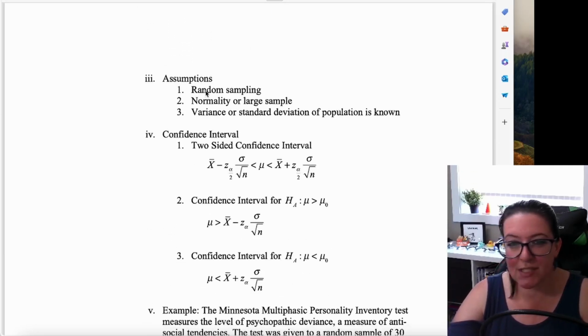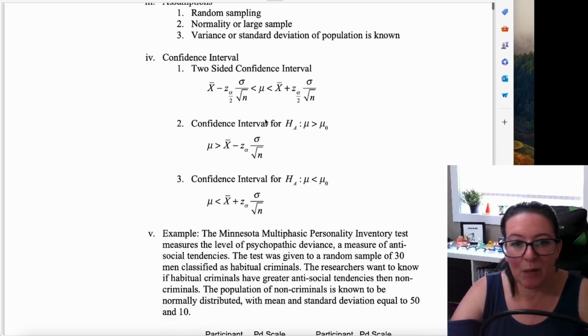So our assumptions here are random sampling, normality, so we have a normal distribution for the underlying population, or a large enough sample size that we can use the central limit theorem, which says the sampling distribution is going to be normal. And the key here with the Z test is the variance or standard deviation of the population is known.